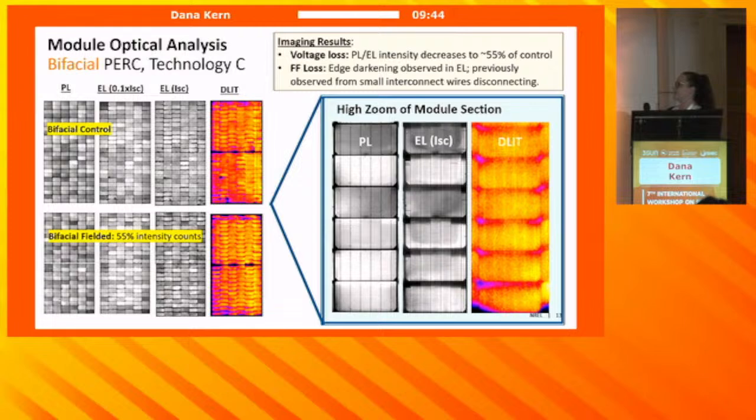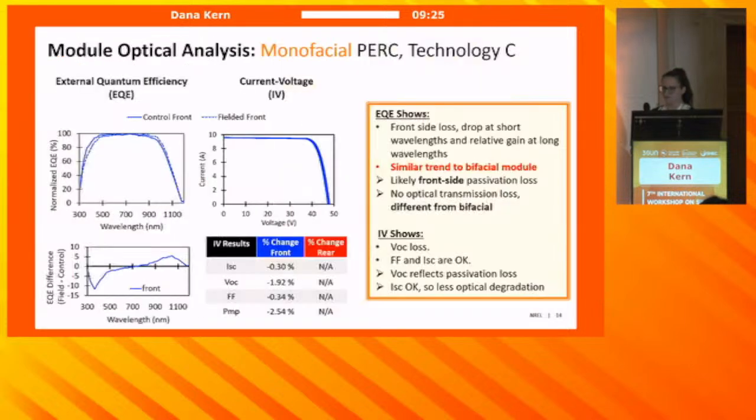When we zoom in, this is just a bottom corner of the aged module. You can see that there are some dark bands on the electroluminescence images, and we've seen that before because of these small interconnect wires that can disconnect near the edges of the cell, and we have other data to suggest that this is the rear side wires that are disconnecting.